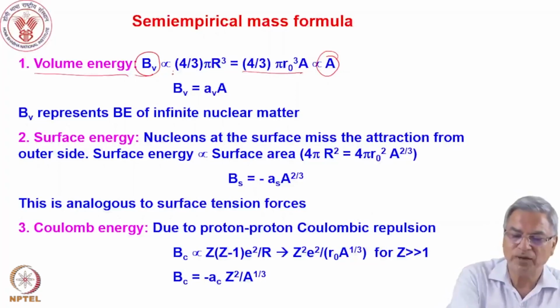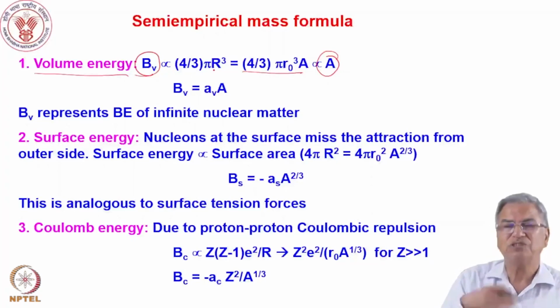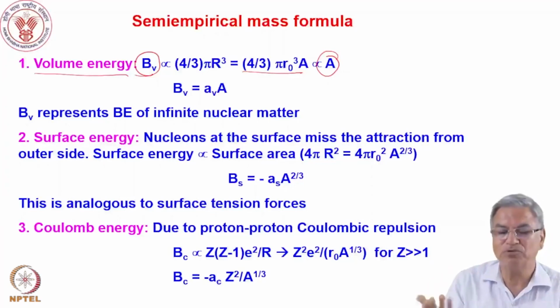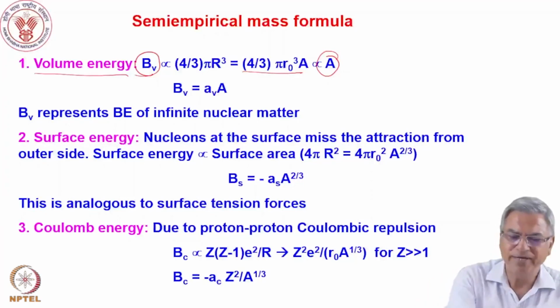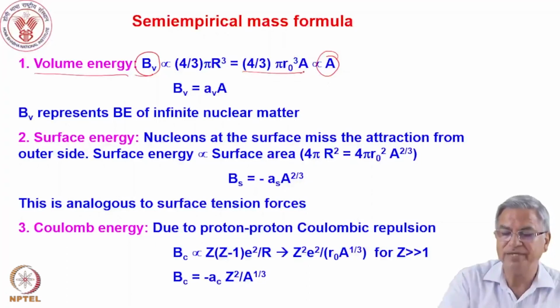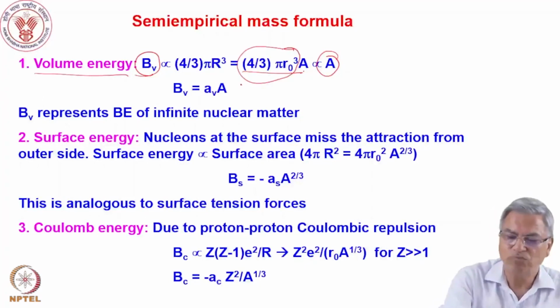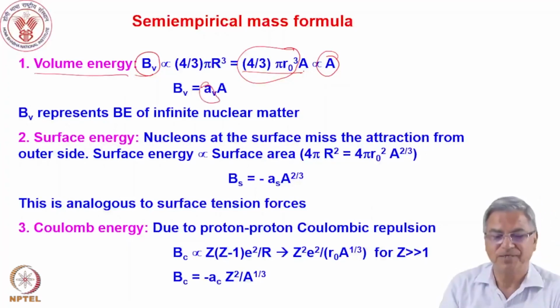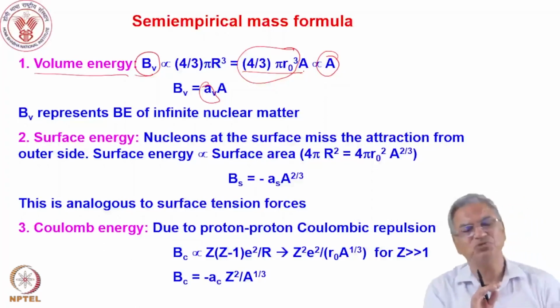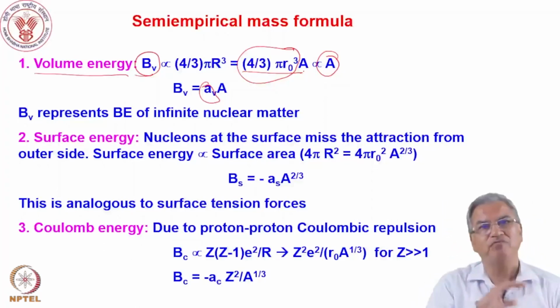The volume is 4 by 3 pi r cube, which is proportional to the mass number, because the density is constant. So the binding energy you can write as proportional to the volume term, 4 by 3 pi r0 cube, into A. And 4 by 3 pi is a known quantity, and r0 is the known radius constant. So this 4 by 3 pi r0 cube is termed as av, the volume energy constant. This volume energy essentially constitutes the binding energy of infinite nuclear matter.